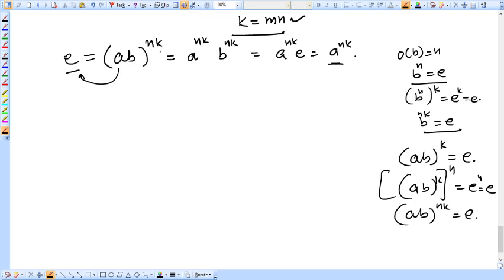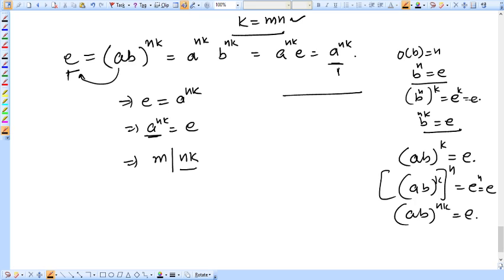And see first and last. So this implies E, the identity, is equal to A raised to power nk, which implies A^(nk) is equal to E. This implies, look, what is the order of A? It is m, right? So therefore m divides nk.